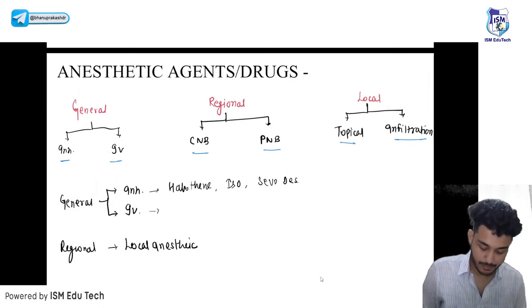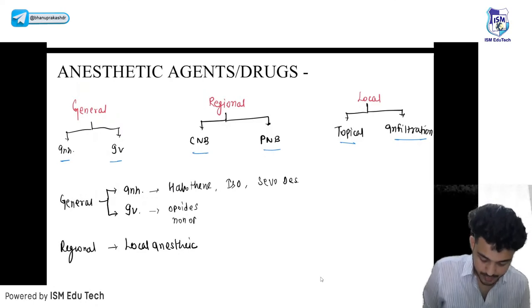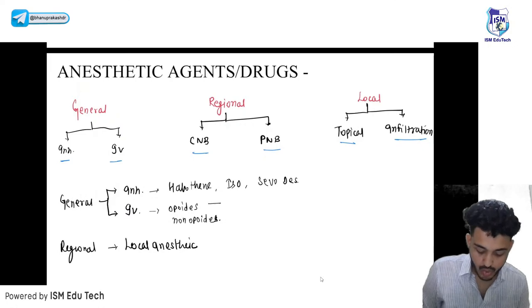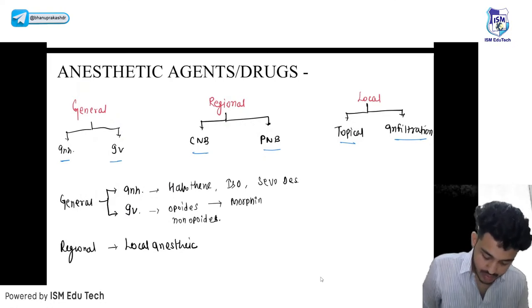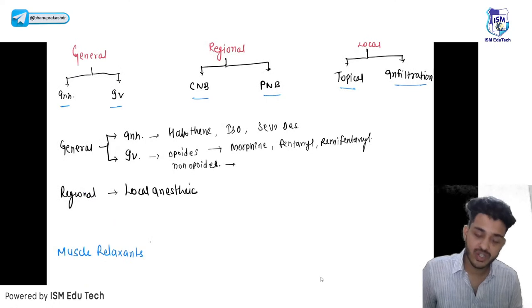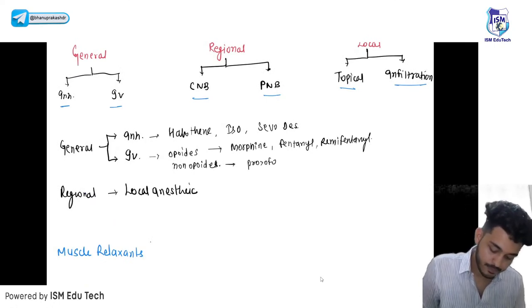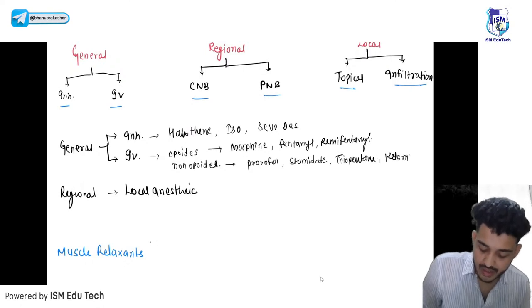IV agents that we are using can be opioids or non-opioids. What are the opioids that we are going to use? Morphine. We can use fentanyl, remifentanil. Next are your non-opioids. Non-opioids will be propofol, etomidate, thiopentone, ketamine. So these are the drugs that we need to study.